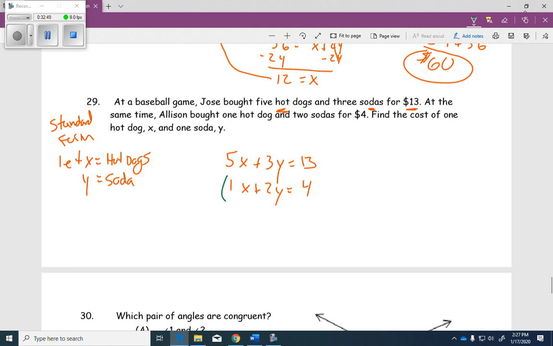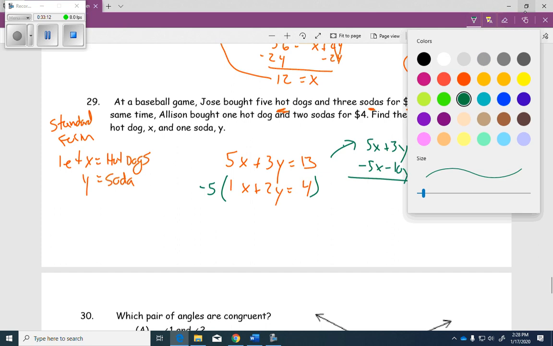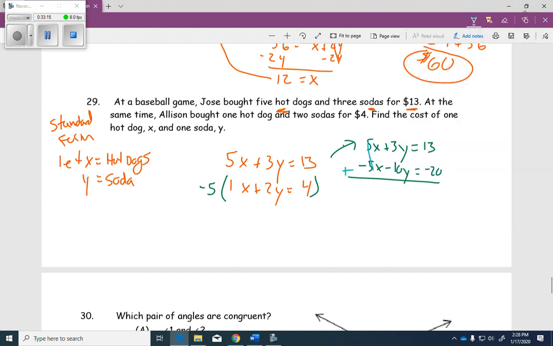So this is set up for elimination, but I don't have opposites, so I'm going to multiply the bottom by a -5. I'll leave the top equation the same. And the bottom equation is now -5x minus 10y equals -20. If I add these equations together, I get -7y equals -7. And then we divide both sides by -7. Y equals 1.